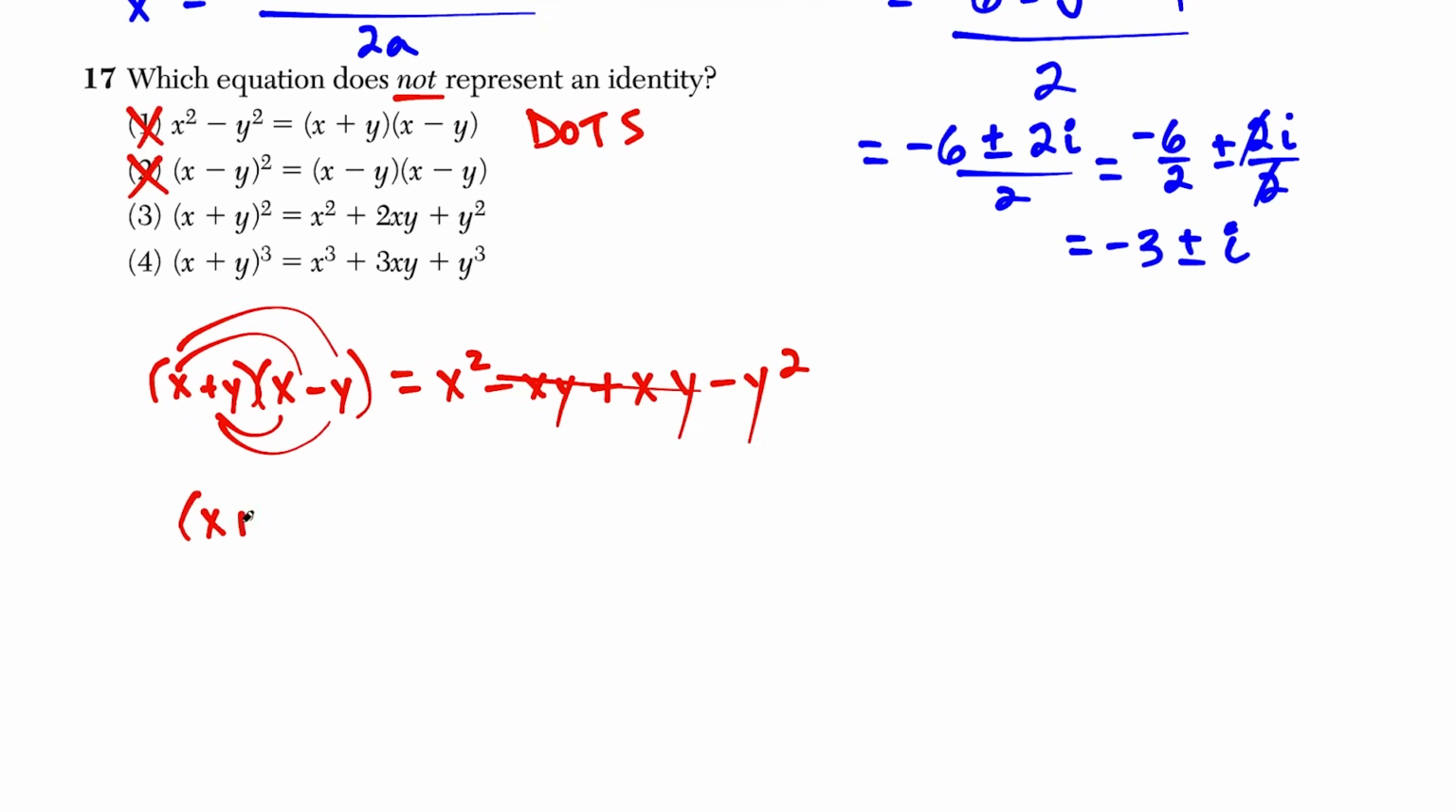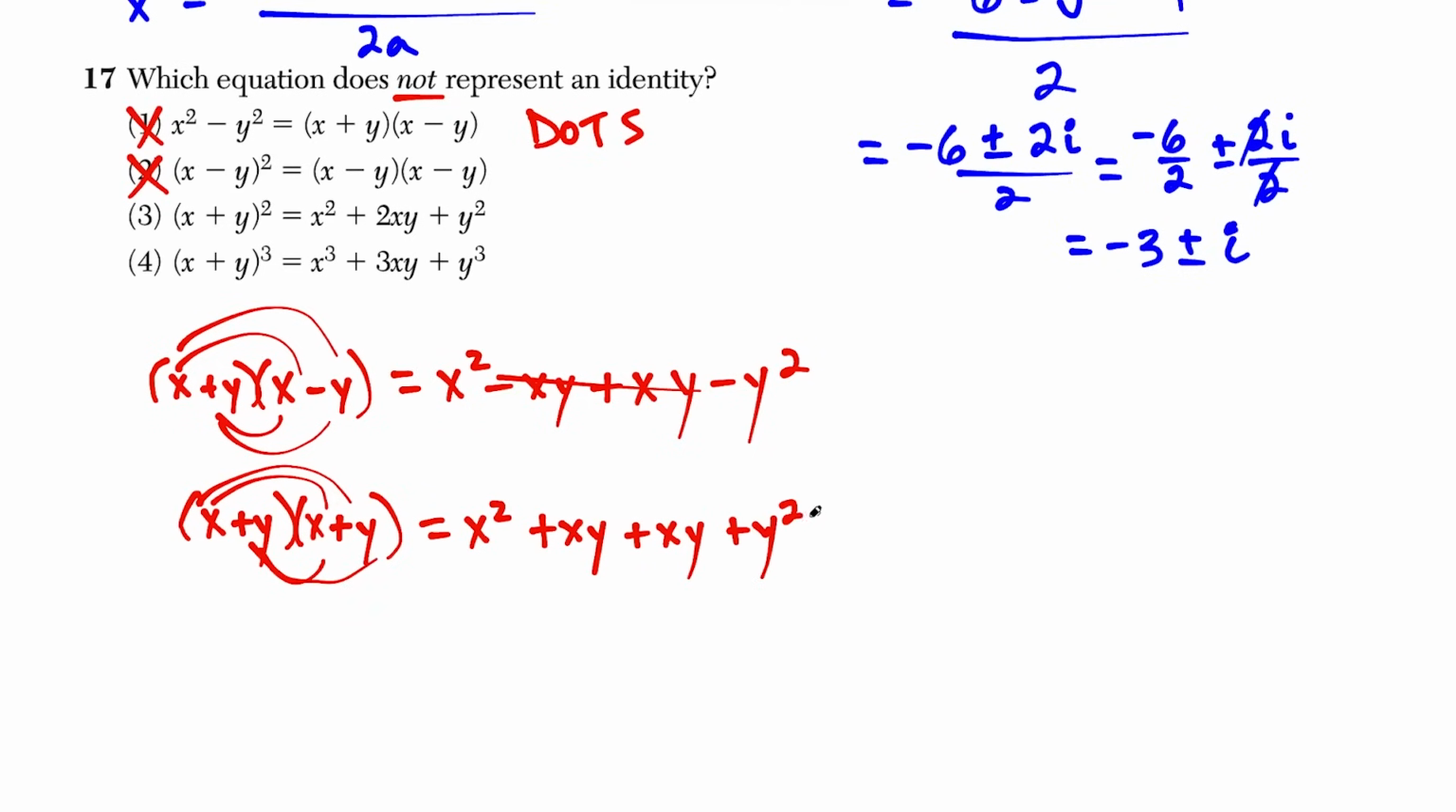We could do x plus y times x plus y. And for this one, if we work it out, we have x times x is x squared. We have x times y is xy. And then we have y times x is another xy. Remember, in multiplication the order doesn't matter, I could just flip those. And then y times y is y squared. So this simplifies to x squared plus 2xy plus y squared.